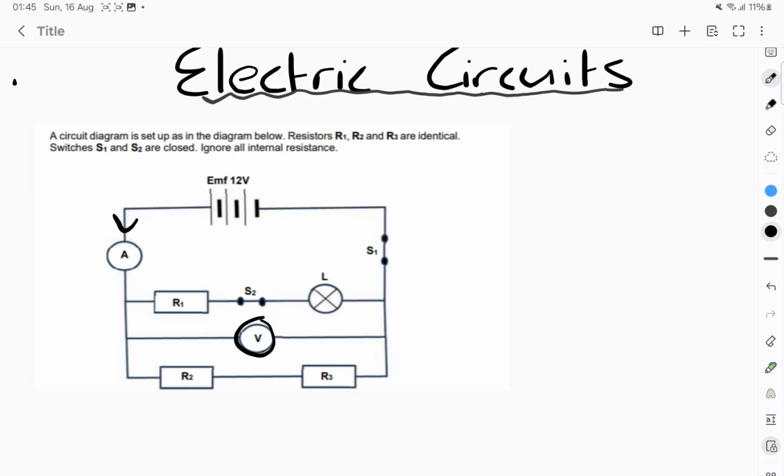Okay, this voltmeter is not measuring both branches. It's definitely not measuring both branches. Although the reading is going to be the same, it's not measuring the top branch. Let me show you why.